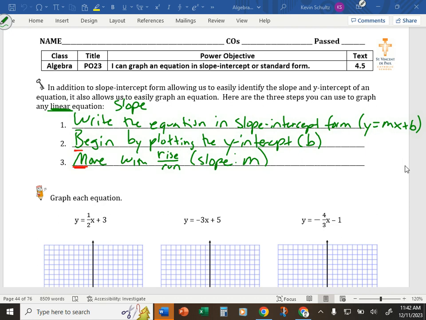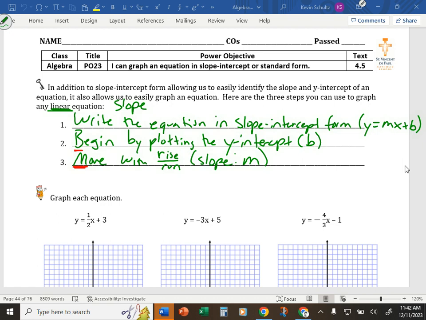You did this last year, so this should be a review. The added piece this year is now we also have some equations that are in standard form that first must be converted to slope-intercept form. So last year, you only had to know steps 2 and 3, right? This year, if it's in standard form to begin with, you then have to convert it to slope-intercept form first. That's the only difference between this year and last year.